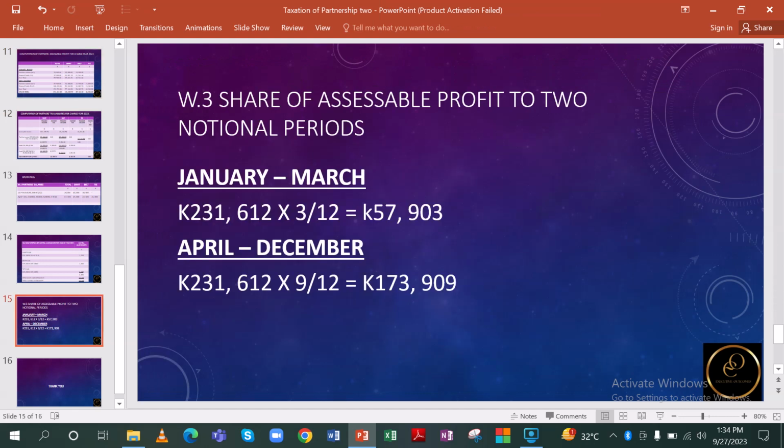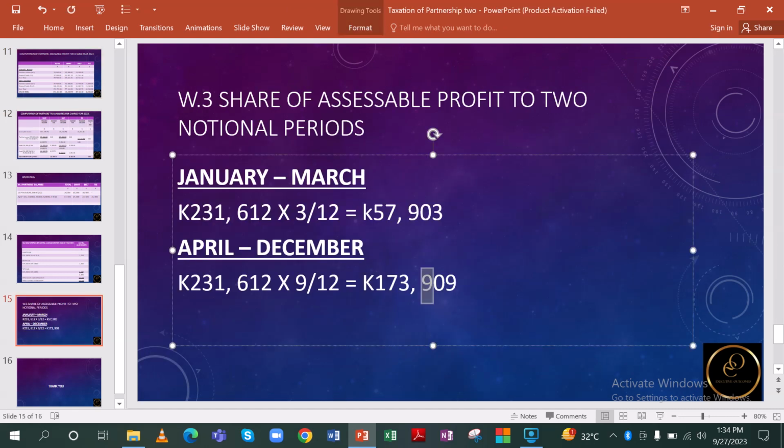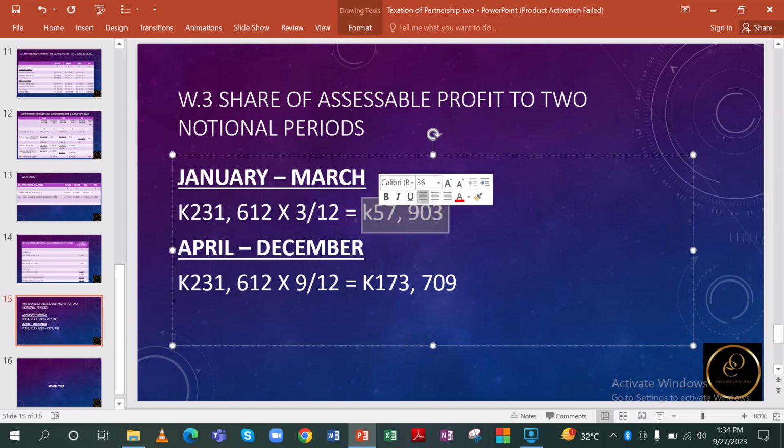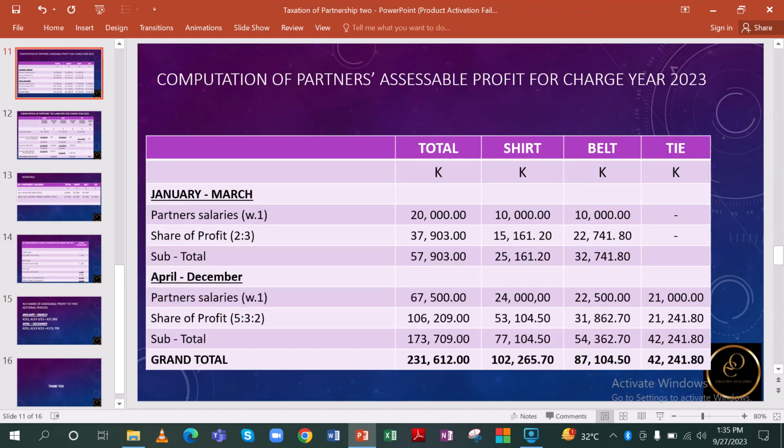709 rather, 709. So that's how it comes to. Okay, so that's the calculation that you make, so that you apportion the total 231,612 to two notional periods, one of the value of 57,903, the other one with the value 173,703. So that's what you see being brought here.